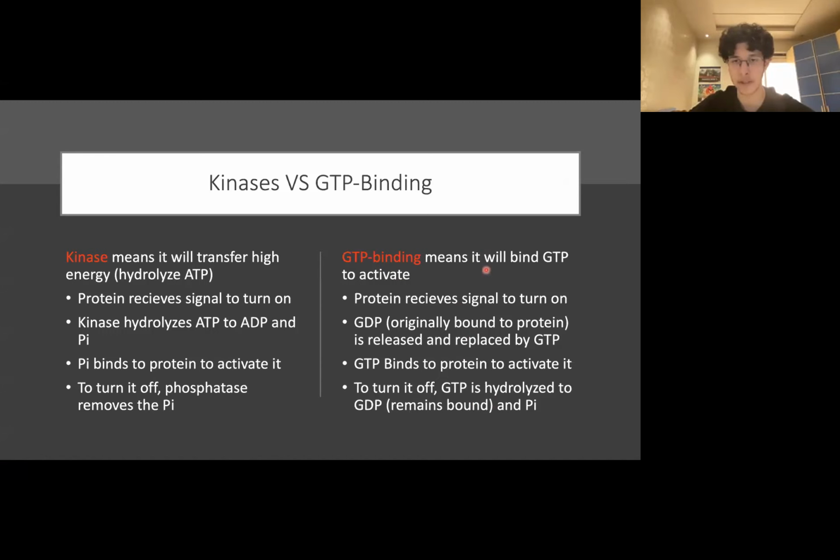So GTP binding protein means it needs to bind GTP to activate it. The protein will receive a signal to turn it on. The GDP, which is originally bound, will be released and replaced by GTP. When GTP binds, the protein will be activated. And when we want to turn off this protein, we hydrolyze GTP into GDP and phosphate.